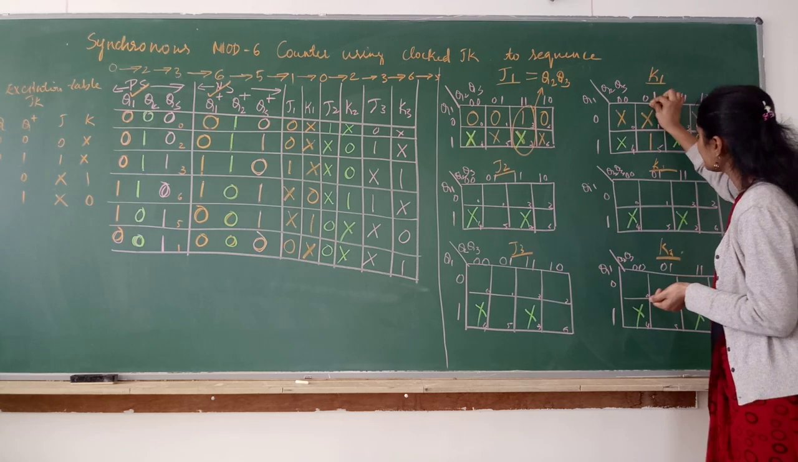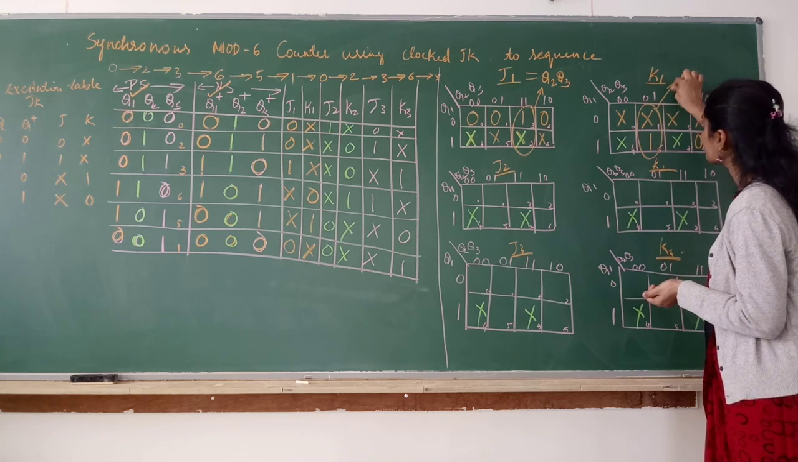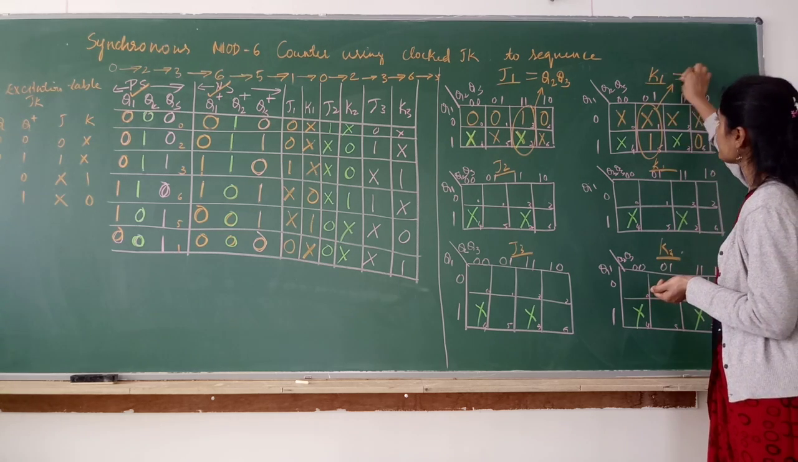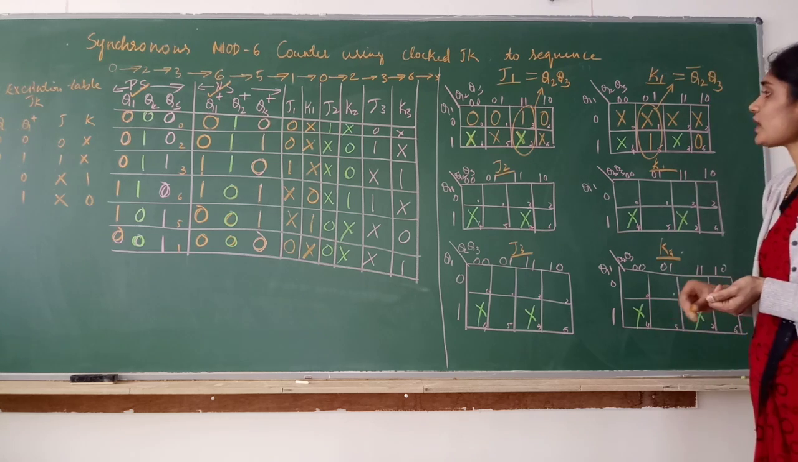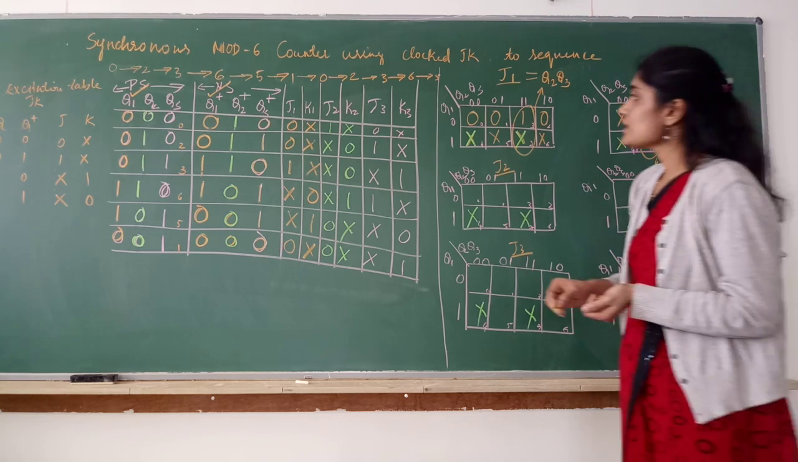Again group the cells. Again it is 5 and 1. So when you group 5 and 1, what is the equation you get for K1? Q2 bar Q3. Am I correct? Q2 bar Q3. Okay.